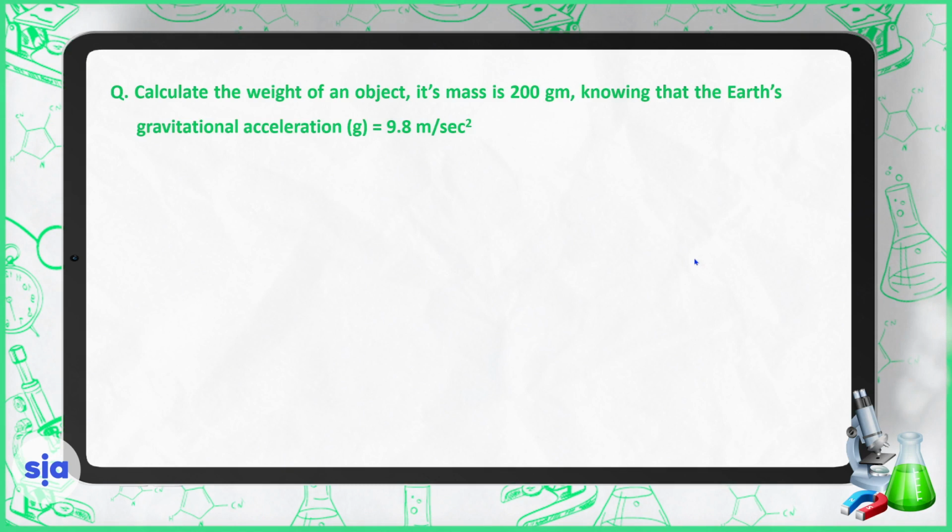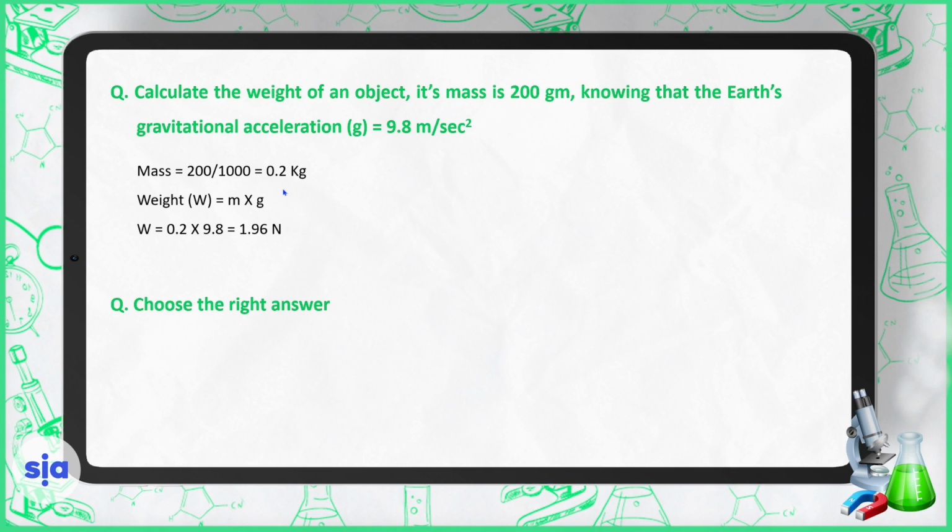Now it's time for questions. Calculate the weight of an object whose mass is 200 grams, knowing that the Earth's gravitational acceleration is equal to 9.8 meters per second square. Now the mass is in grams, so we have to change it to kilograms first. So we will divide 200 by 1000, which will give 0.2 kilograms. The weight equals mass times gravitational acceleration. Therefore, 0.2 times 9.8 will give 1.96 Newton.